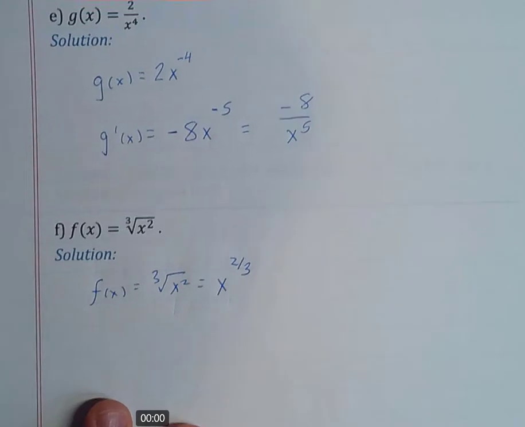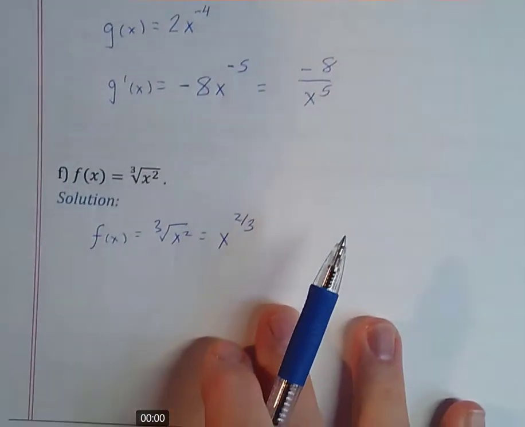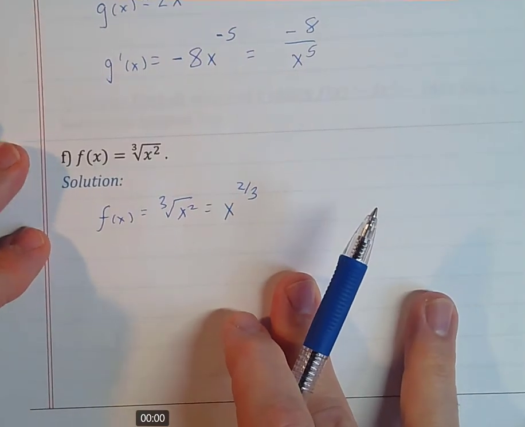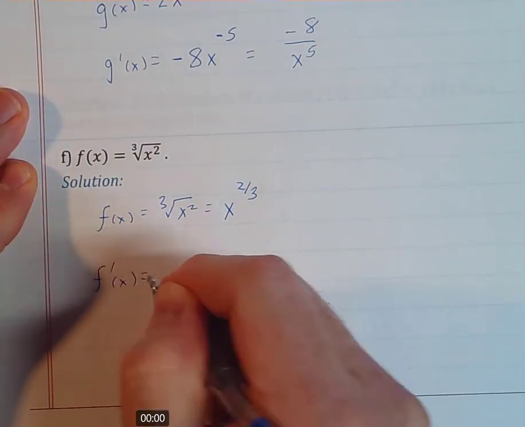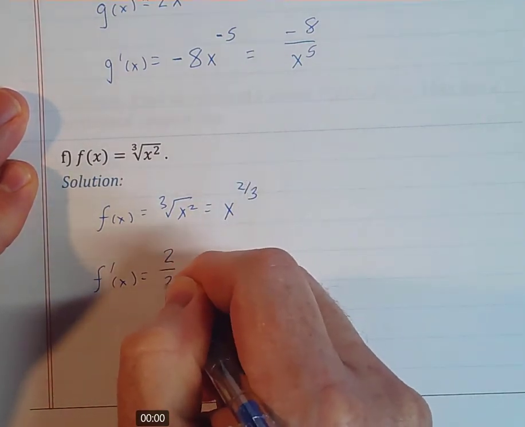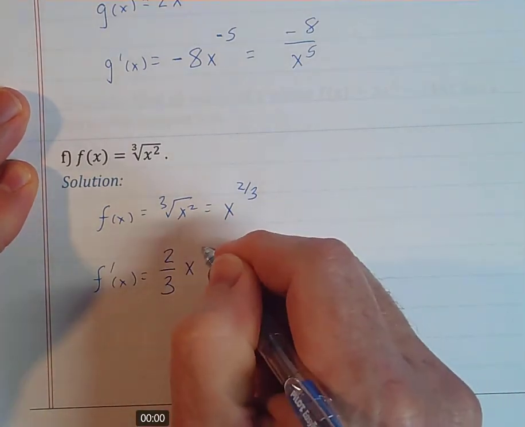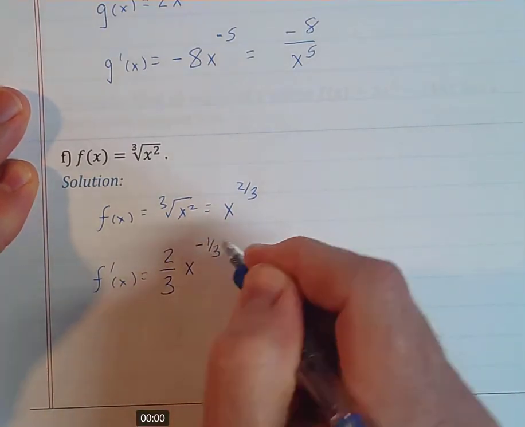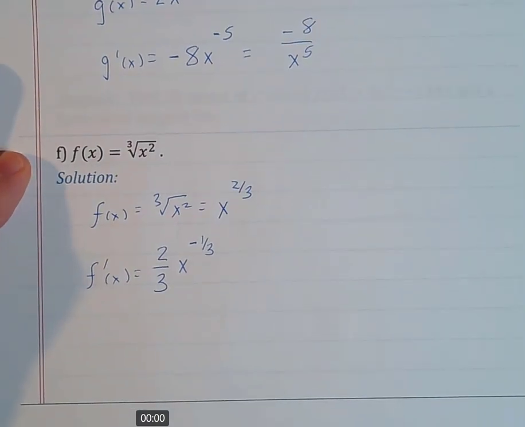All right, and that's just using this property right up here from algebra. So x to the 2/3, I can use the power rule on that. f prime of x equals, let's see, the exponent comes out in front, so I get a 2/3 out in front. I'm going to subtract the exponent by 1, which would give me a negative 1/3. Okay, and so I found my derivative. The rest of this is just algebra.